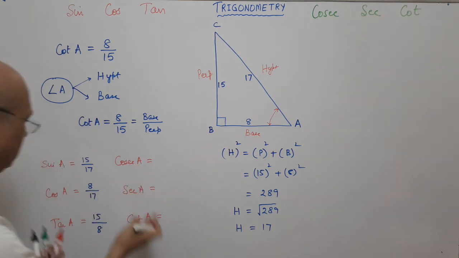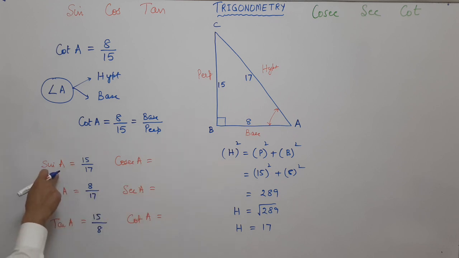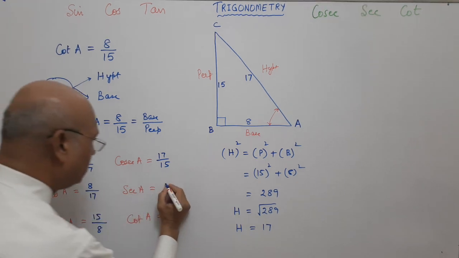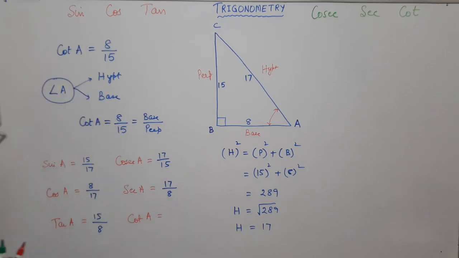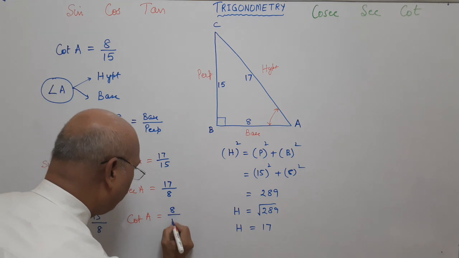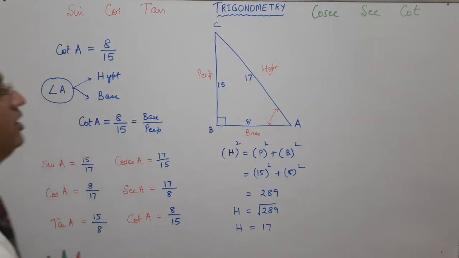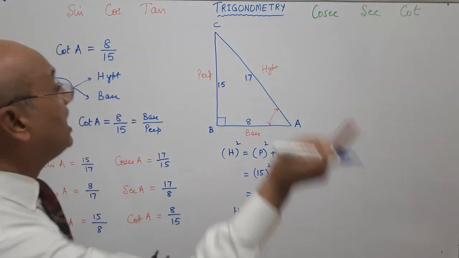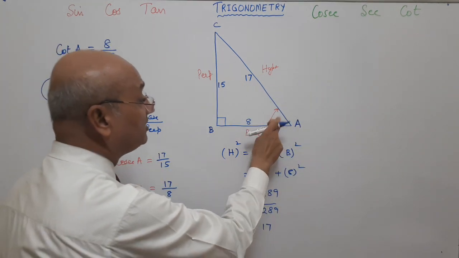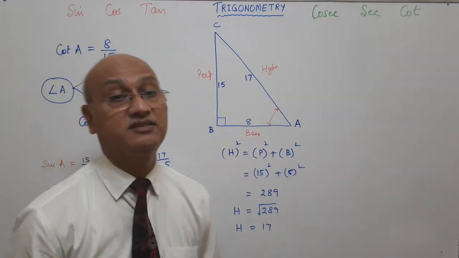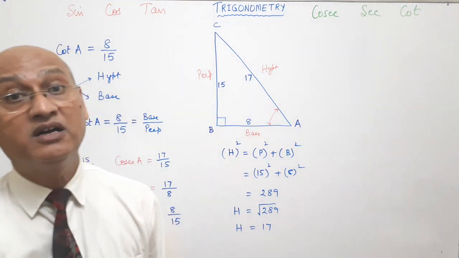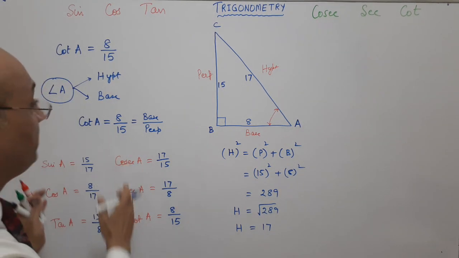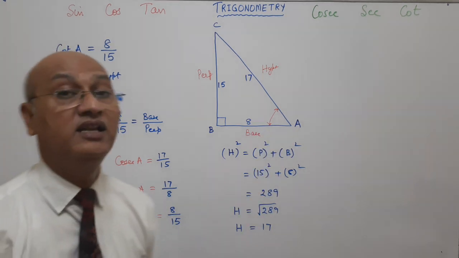Now these values are nothing but the reciprocal of these values. Opposite of sine, cosec, it will be 17 upon 15, sec will be 17 upon 8, and cot will be 8 upon 15. So we got the 6 values of the trigonometric ratios when they are associated with this angle A. I have marked this angle A with the red marker so that you can understand. I have written with red. These all trigonometric ratios we have calculated with reference to angle A.